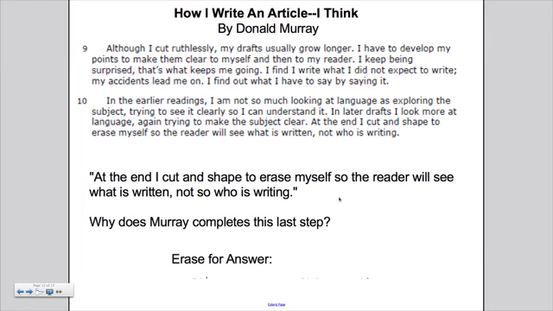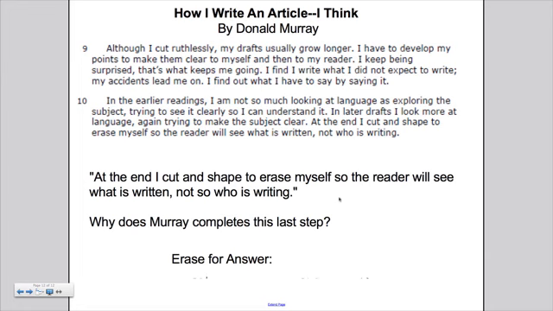Okay, now our final work. How I Write an Article, I Think, by Donald Murray. Here's an excerpt from his article, and then we're going to look and try and answer this question. At the end, I cut and shape to erase myself so the reader will see what is written, not who is writing. Why does Murray complete this last step?